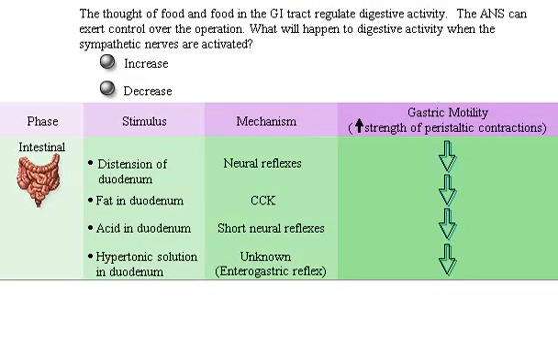The thought of food and presence of food in the GI tract regulate digestive activity. The autonomic nervous system can exert control over the operation. What will happen to digestive activity when the sympathetic nerves are activated? Sympathetic activation decreases digestive activities. The purpose of sympathetic action is to prepare the body for immediate physical action, such as fight or flight. Digestion can wait.